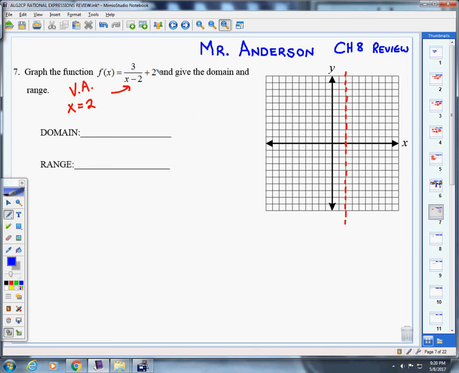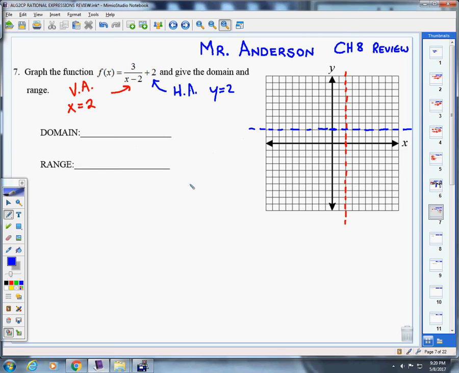Okay, and then we have a horizontal asymptote. This function is shifted up by 2. We have a horizontal asymptote at y equals 2. So right at y equals 2, we are going to draw a horizontal dashed line representing that asymptote. The function gets really, really close to there, but never touches it.